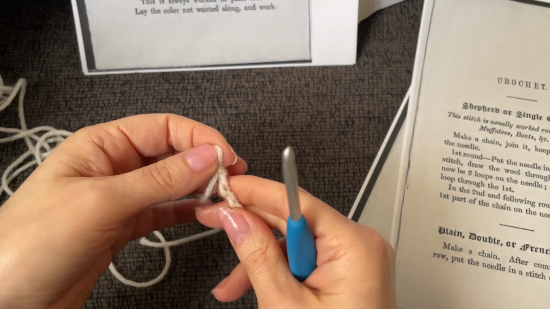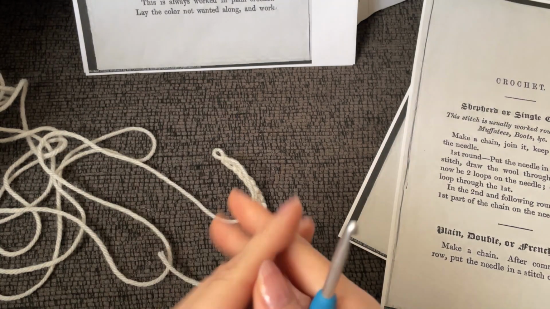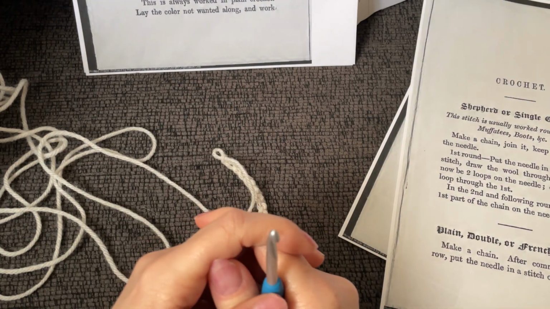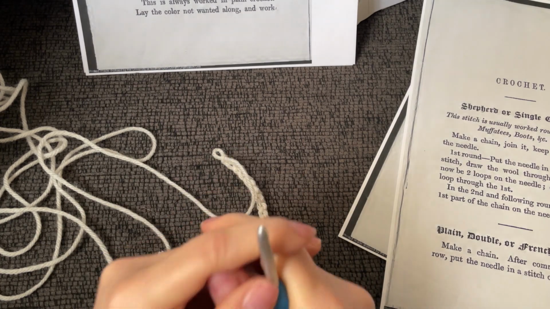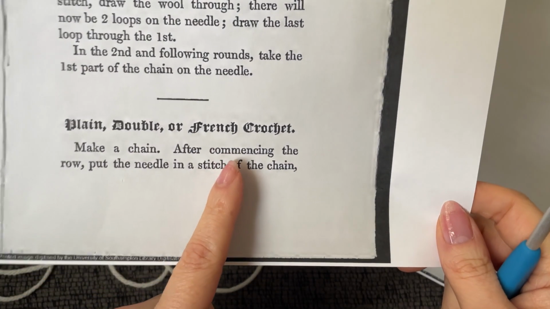So when you're reading antique patterns, when they say a shepherd's stitch, when they say a plain crochet stitch, a double crochet stitch, or a French crochet stitch, they mean a modern single crochet stitch.